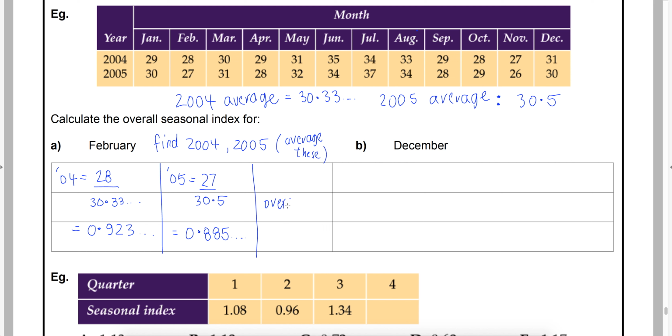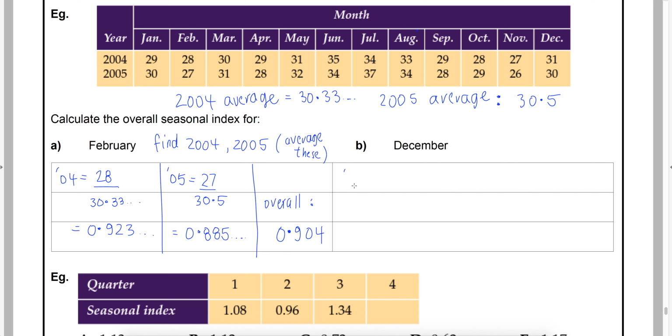Overall, just in your calculator now, I'm just going to enter them down because I've got them in my calculator screen already. I've added them together. Now divide by 2 and I get 0.904. So there's the overall seasonal index for February.